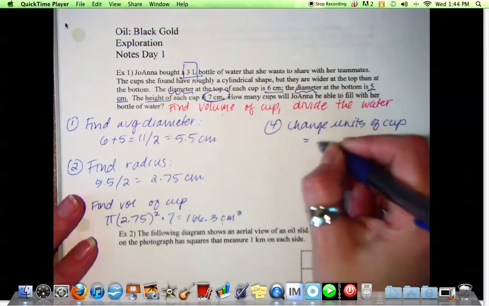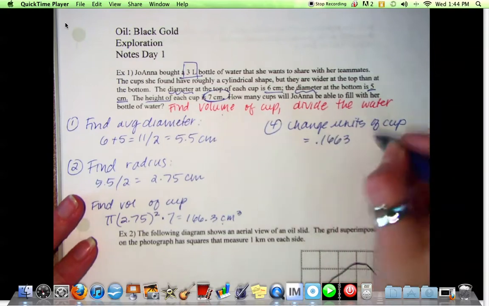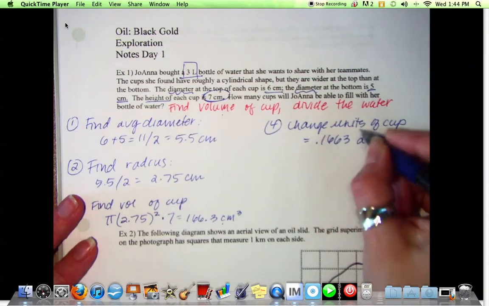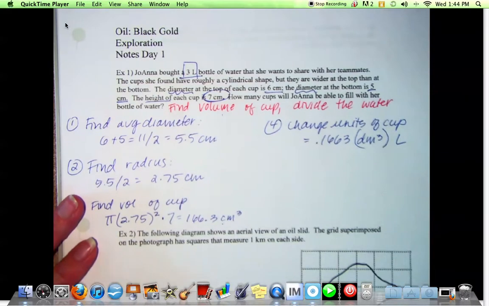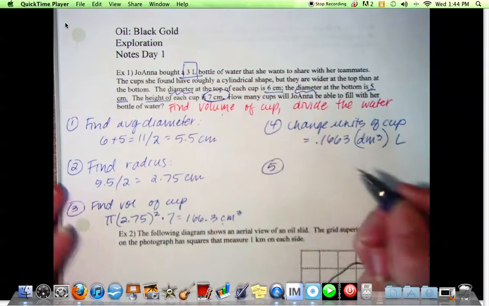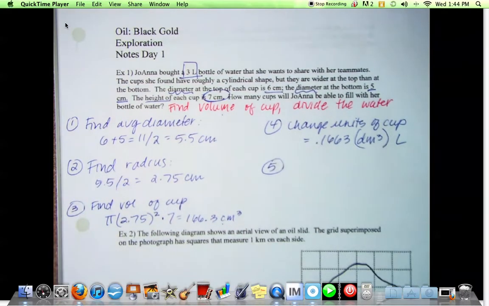So it is 0.1663 decimeters cubed, which are equivalent to liters. I'm done. Alright, so I know the volume of my cup. I know how much water I have to share. What do I do now?